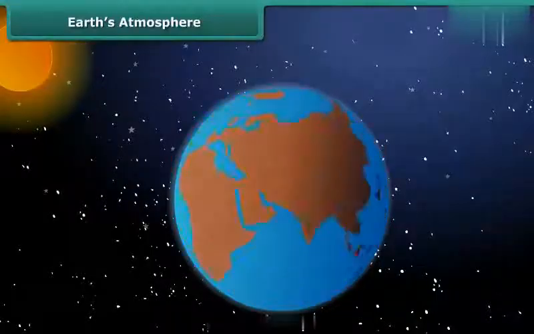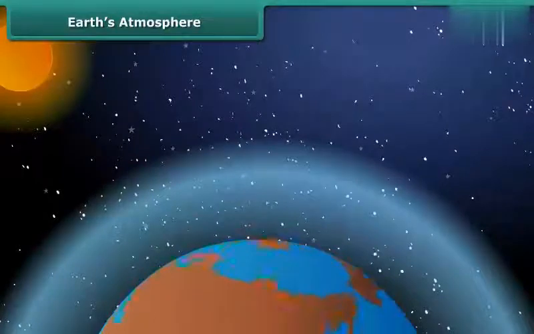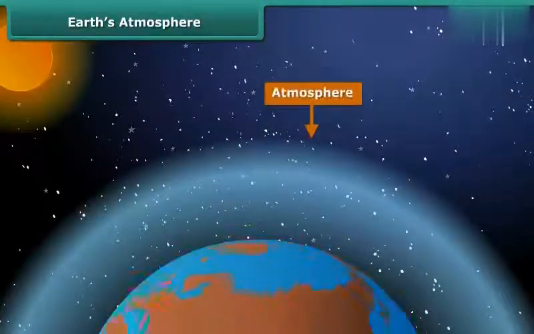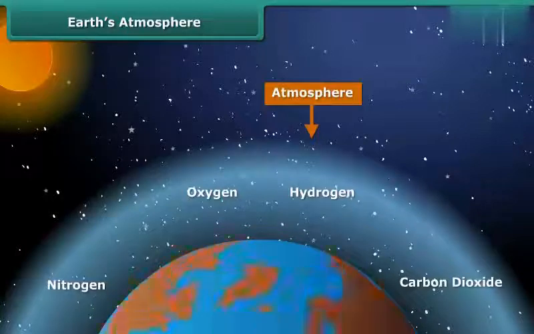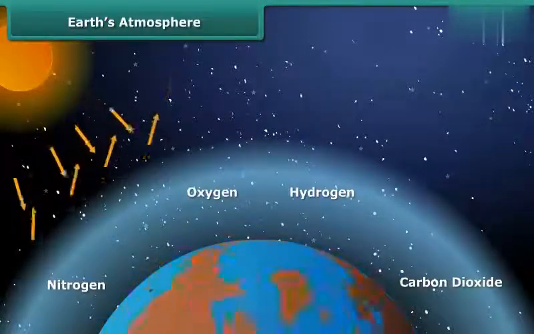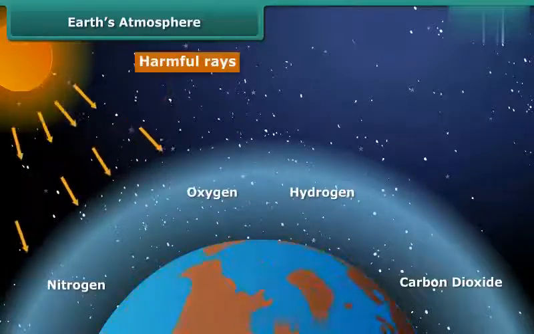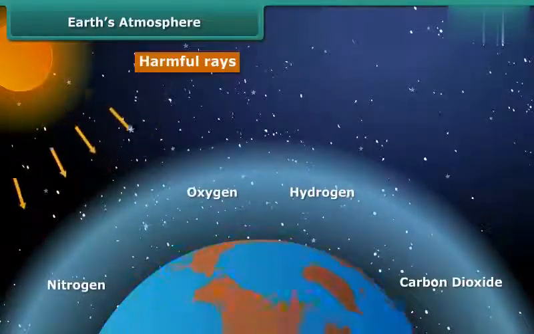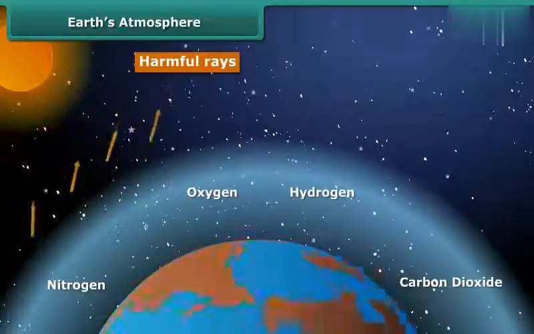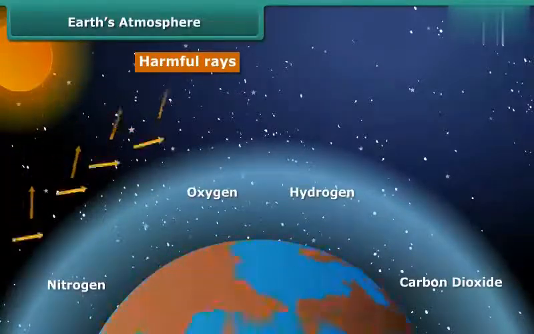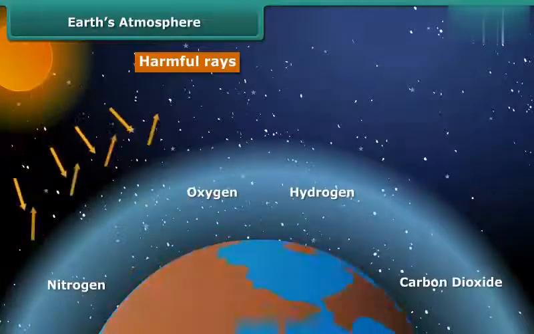Our Earth is surrounded with a blanket of several gases called the atmosphere. This atmosphere contains mainly nitrogen, oxygen, hydrogen and carbon dioxide along with some other gases. The atmosphere protects us from some harmful rays that can come from the sun. It also plays a very important role in regulating the temperature of Earth in order to sustain life on it.